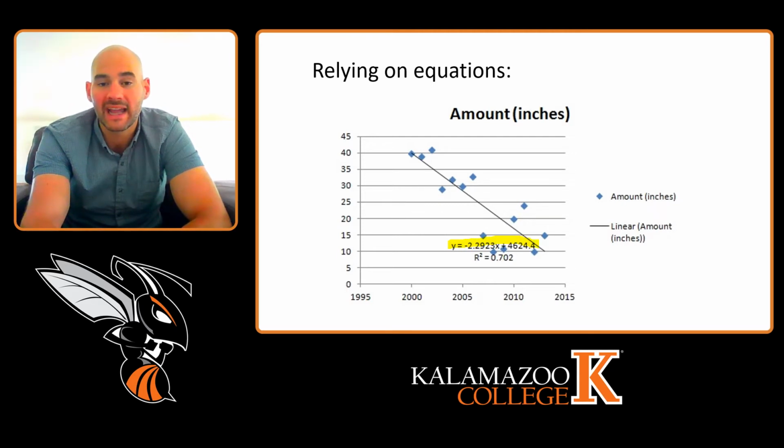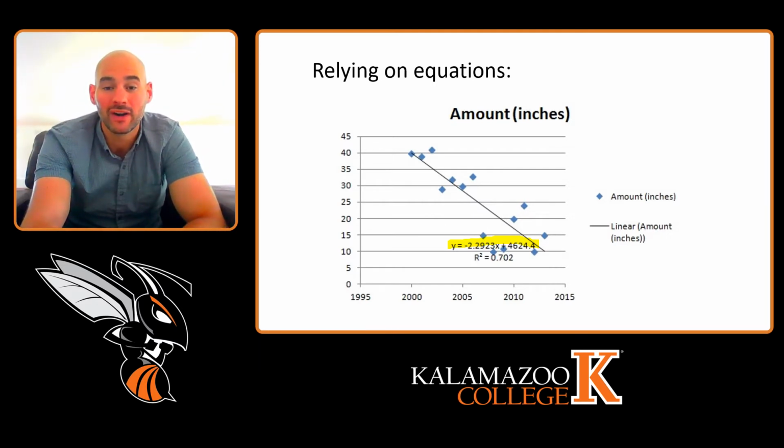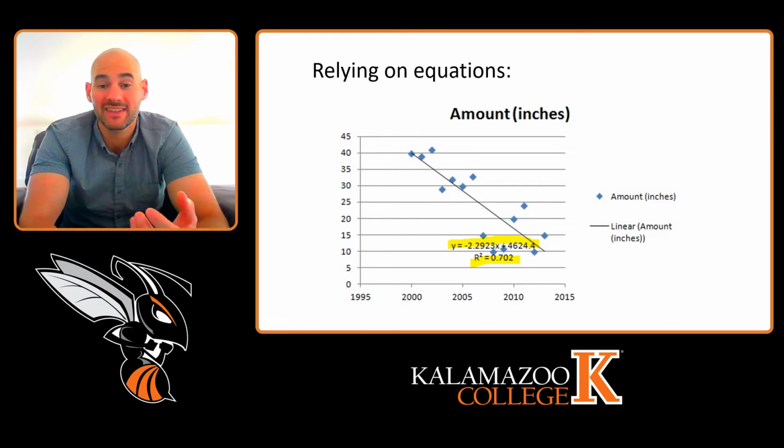We have y equals negative 2.92 multiplied by the x variable plus 4,624. And so if you remember basic graphing from high school math, you'd know that one of those is the slope, the other is the intercept. And we also have our R squared, which tells us how well that equation predicts the variation in the data.